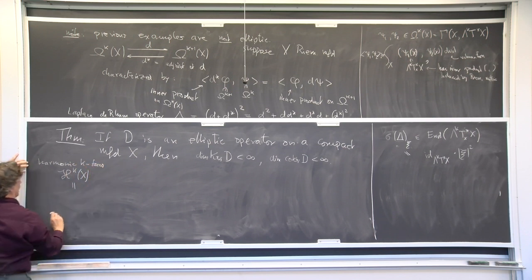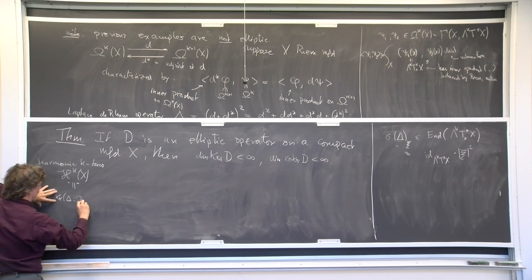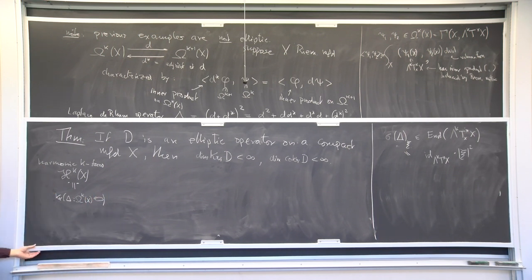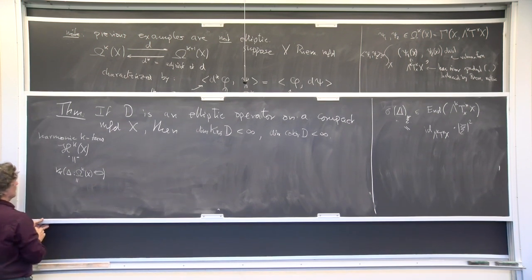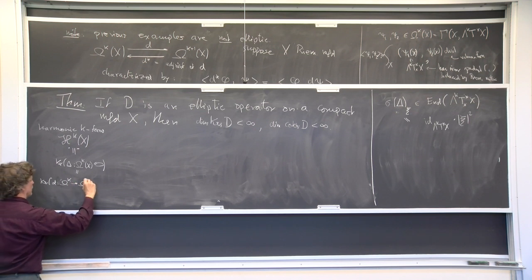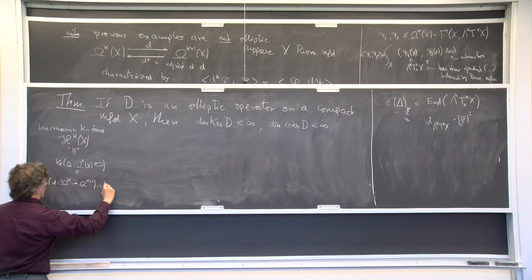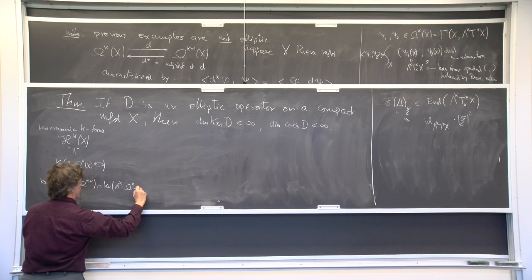K-forms. So this is by definition the kernel of the Laplace operator from K-forms on X to itself. Now, there's another way of writing the same thing. You can convince yourself easily that this is the same thing as taking the kernel of the operator d from K-forms to K plus 1 forms and intersecting it with the kernel of the adjoint, d star, going from K-forms to K minus 1 forms.